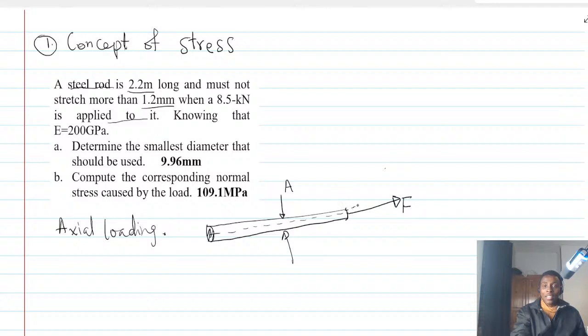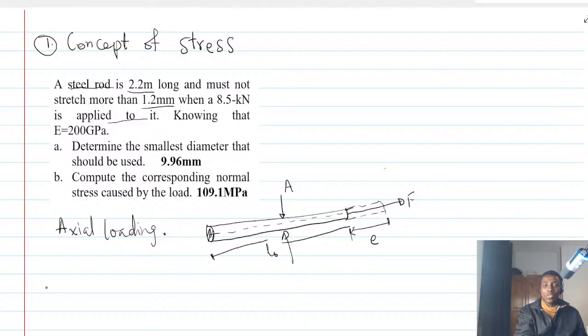So let me do it this way. This is my force, and then there is going to be elongation. In other words, there is the actual length, and then there is an extension. So this is the extension, and then I have the actual length. So let's go straight forward.